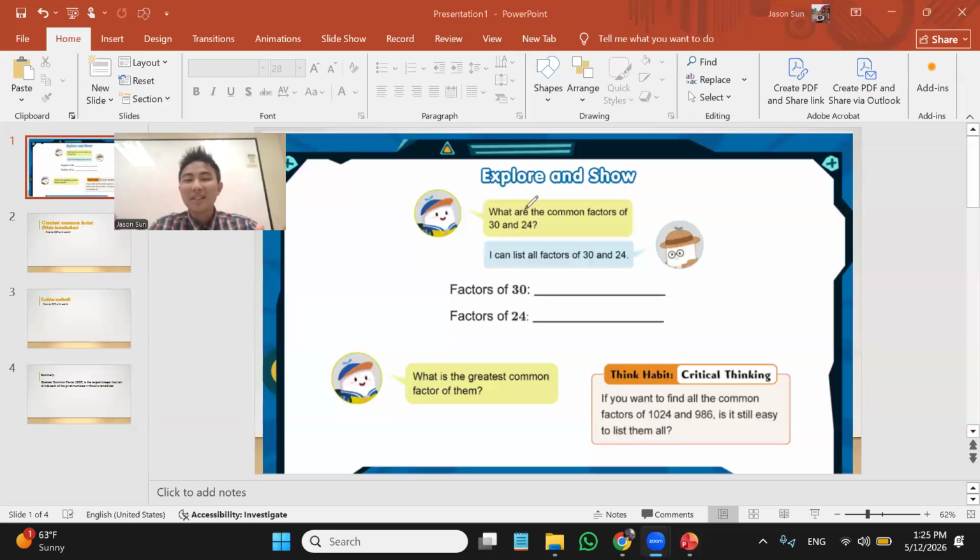So today's class will continue exploring more about the factors of a number, okay? Now, I'll begin with two specific numbers, which are 30 and 24, okay? Now let's do number 30 first.